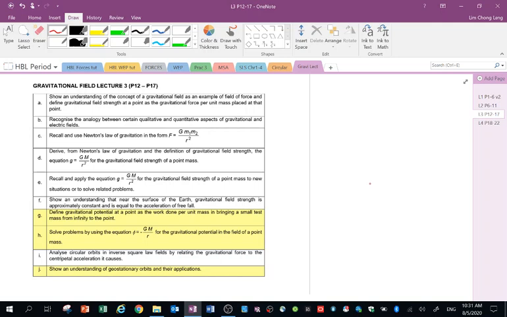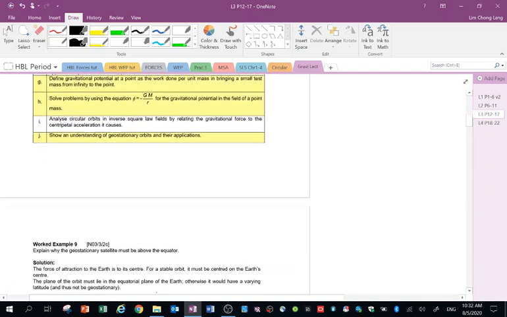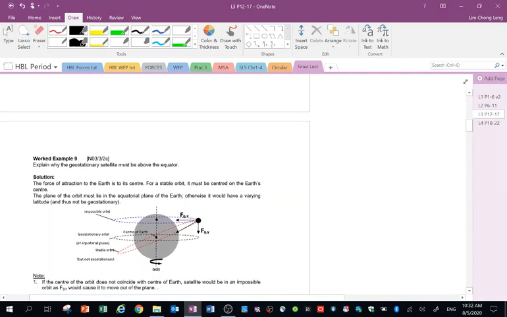Today we will focus on two new objectives G and H and revisit an old objective J because we have not spoken about the applications of geostationary orbit. Without further ado, let's look at the next section, work example 9.